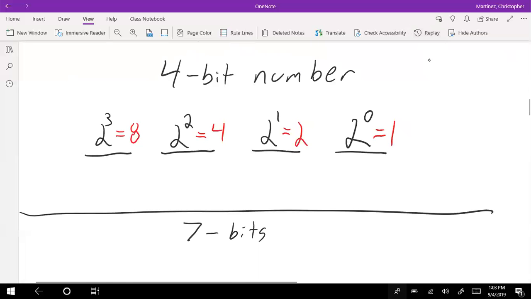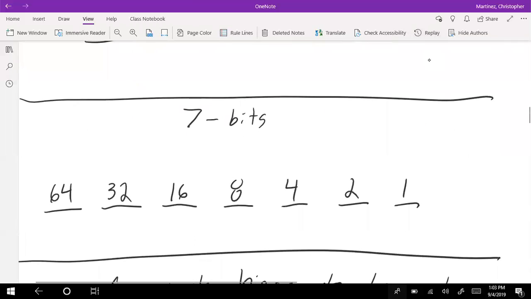So let's look at a larger number. Let's say we have a 7-bit number. Well, our values now are 2 to the 0, which is 1, a weight of 2, a weight of 4, a weight of 8, a weight of 16, a weight of 32, and a weight of 64. How we can figure out the weights is we know that our first digit will always be a 1. The next weight is 2 times the previous. So 2 times 1 gives us a weight of 2.